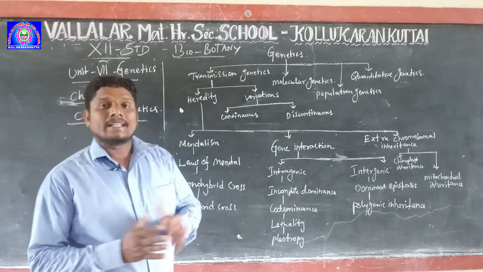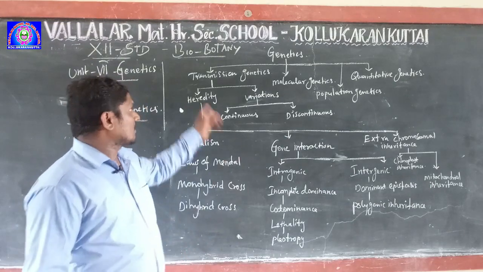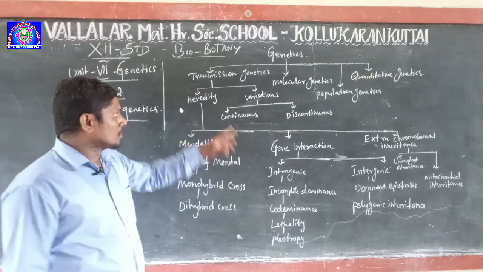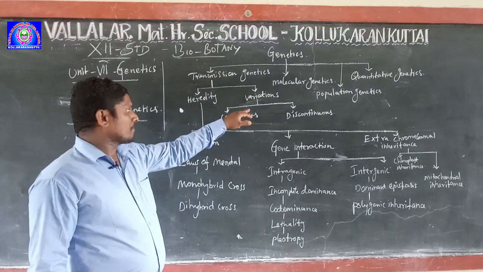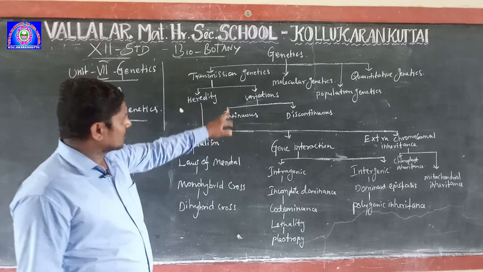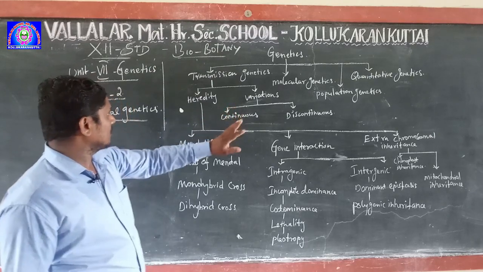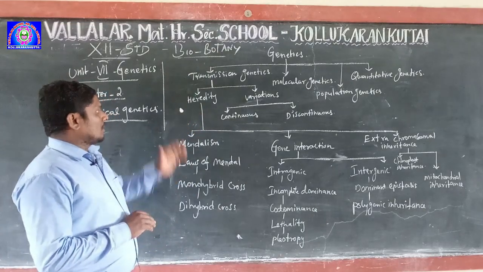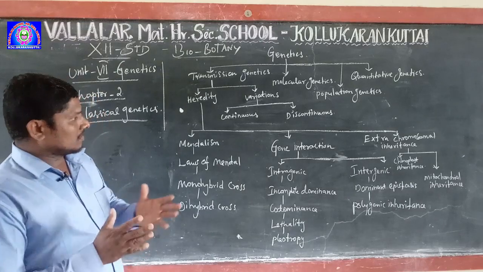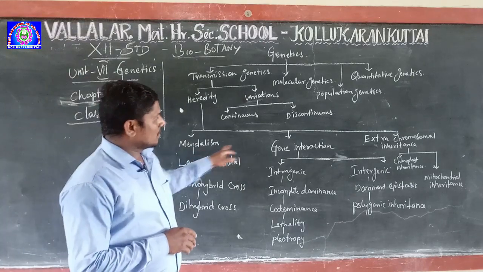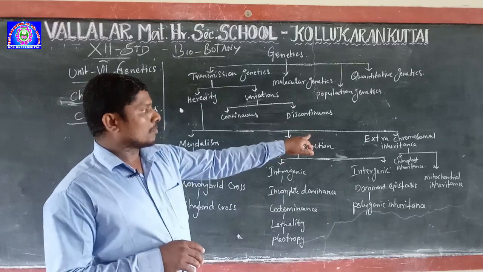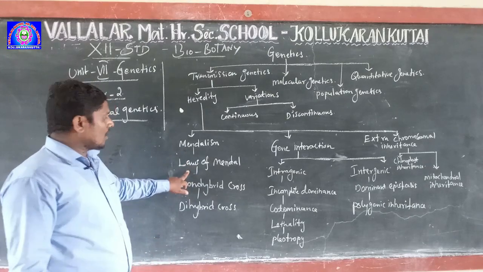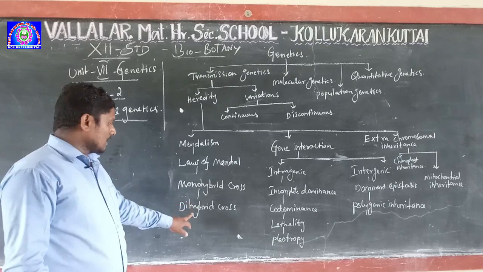And then we have discussed in detail about transmission genetics. These transmission genetics are further divided into 2 types: heredity and variation. Now I am going to explain heredity first. This heredity is further divided into 3 types: metabolism, gene interaction, extra chromosomal inheritance. Metabolism is further divided into law of Mendel, monohybrid cross and dihybrid cross.